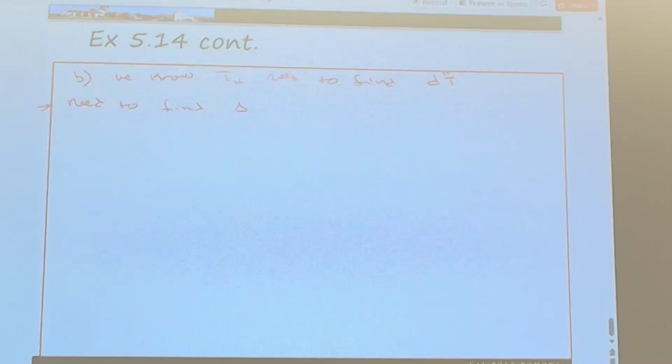So what we need to do is find the delta matrix. Our delta matrix is going to be, again, 0, minus delta z, delta y.